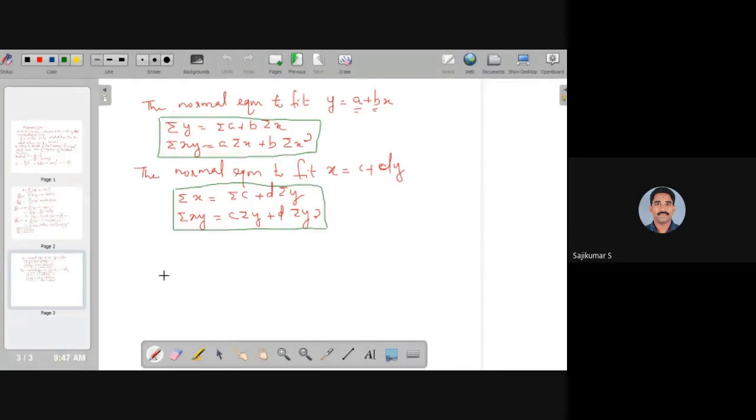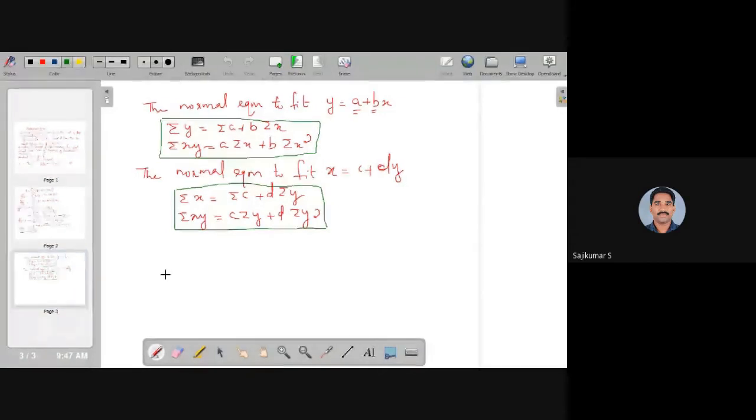In this case, we have derived for a given set of bivariate observations x1, y1, x2, y2, up to xn, yn, two straight lines. One is regression of y on x and another is regression of x on y. So we can have two straight lines, y is equal to a plus bx and x is equal to c plus dy. Suppose all the data lie on the same straight line, then these two equations will be identical. That is, y is equal to a plus bx and x is equal to c plus dy are both the same.